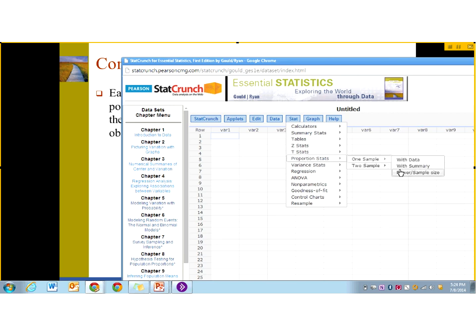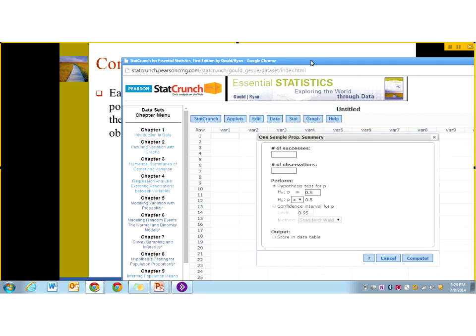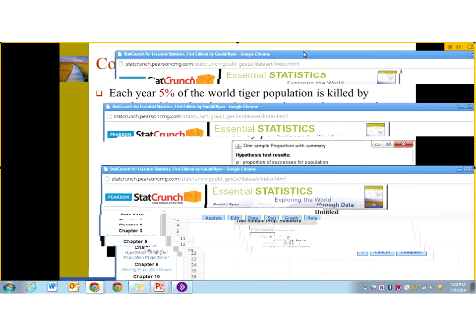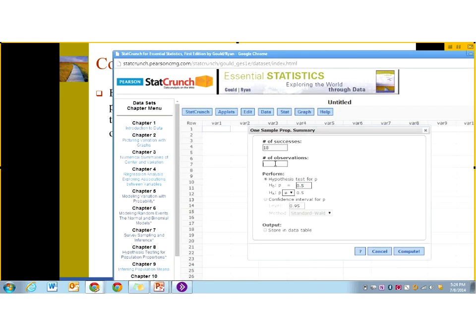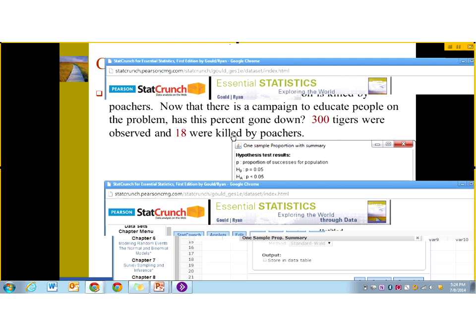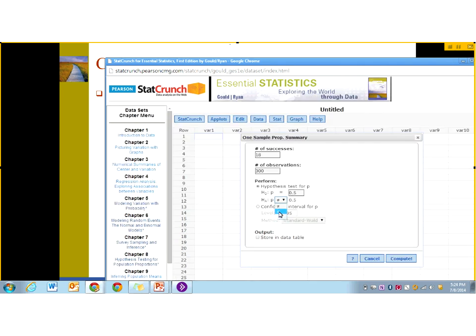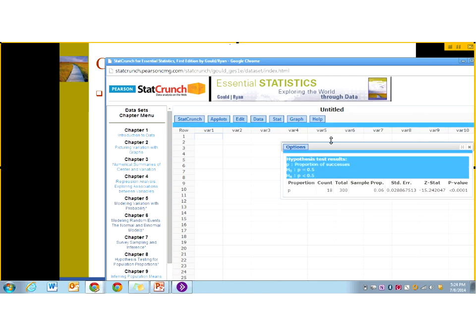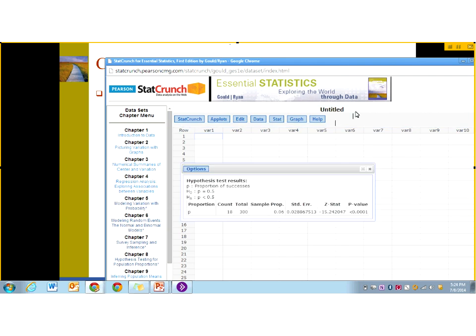Stat, Proportions, One sample, with summary. Number of successes, 18 out of 300. p is equal to 0.5. And remember, we're testing to see if the percentage has gone down. Less than 0.5. Compute. And let's see.